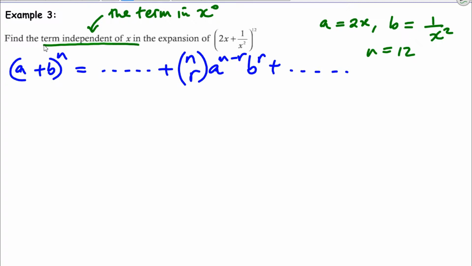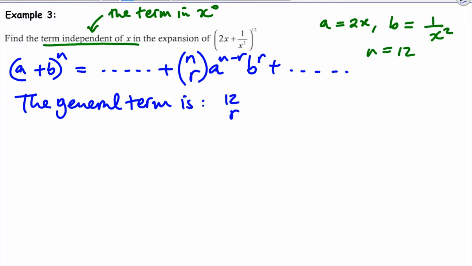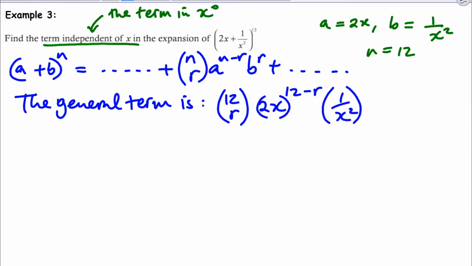And if we plug this into our general term formula, we can find the general term in this expansion, and it will be given by 12 choose r, because you're yet to find r, times a, which is (2x) to power 12 minus r, multiplied by (1/x²) to power r. So we need to find the term in x to power 0.